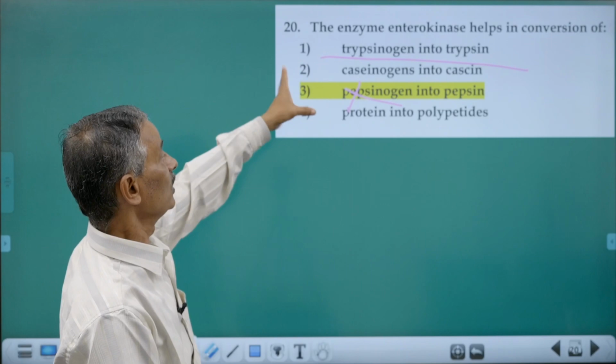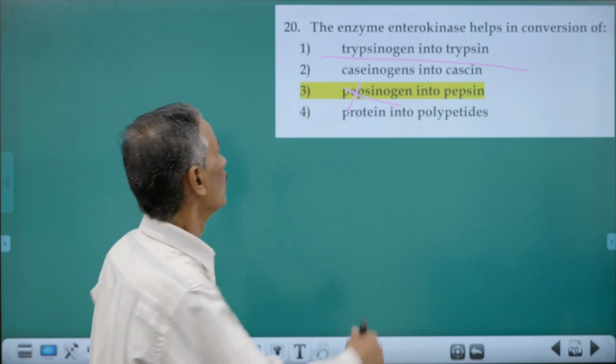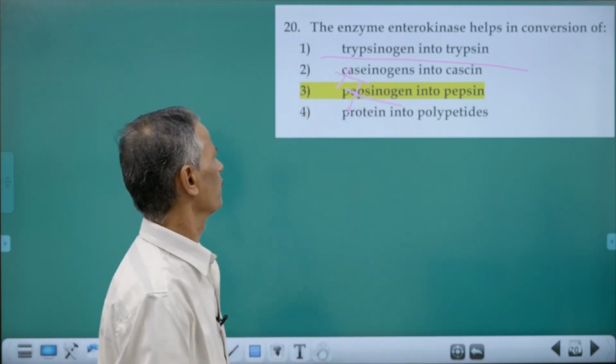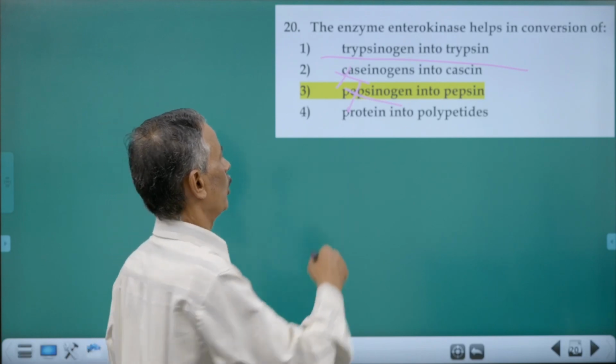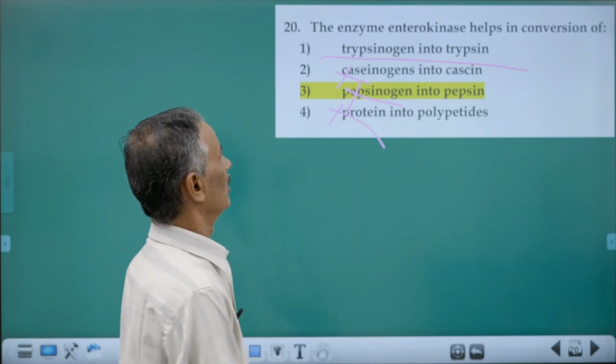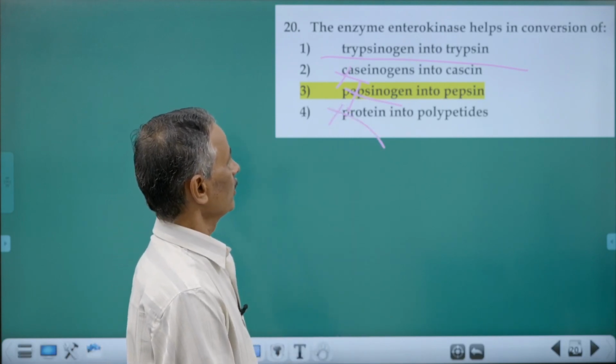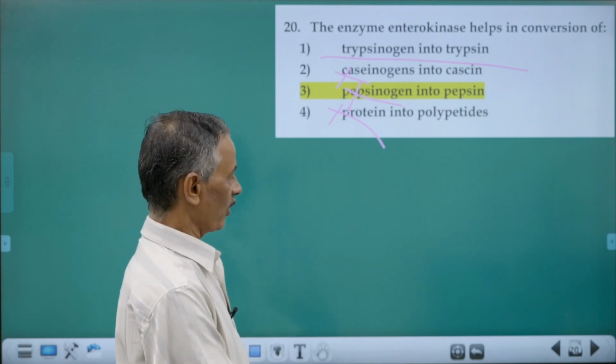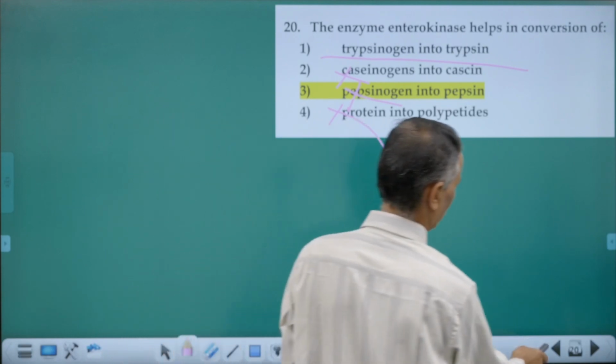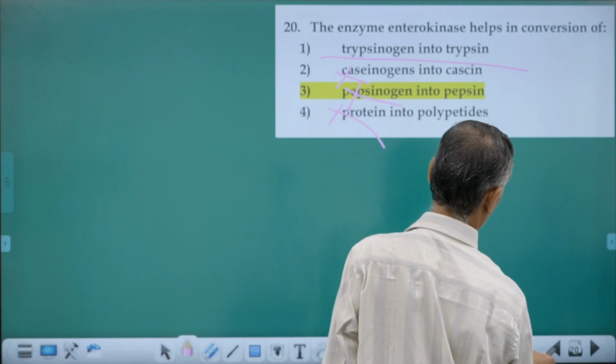Caseinogen to casein. No. It is in milk, stomach. Protein to polypeptides. No. Trypsinogen is converted into active trypsin. In one of the earlier questions, we have discussed it. Hope you will be remembering it.